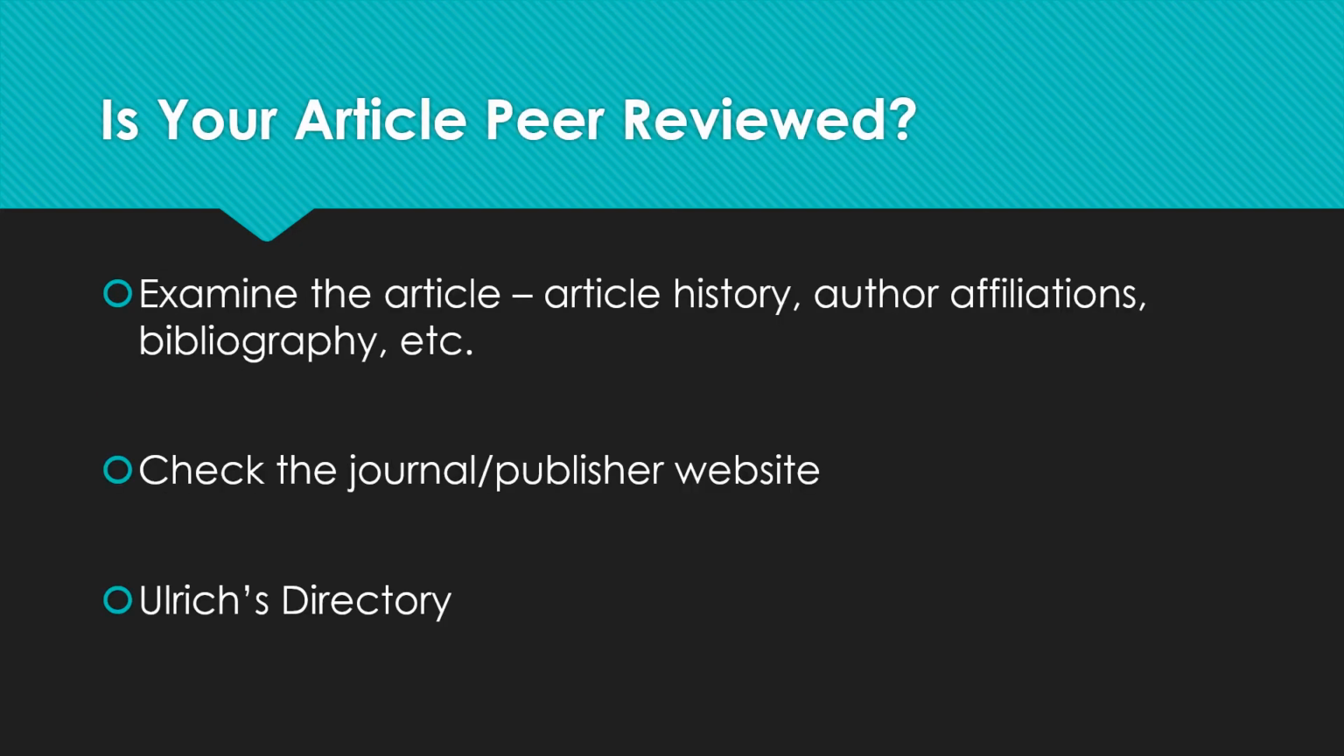When searching for your article, it's important to know that it has undergone this peer-reviewed process. We discussed in class some ways you can tell if an article has been peer-reviewed. These methods include examining the article itself for distinctive features, such as the article's history, author affiliations, and a bibliography. You can also check the journal or publisher's webpage. These often indicate if it is a peer-reviewed journal. Lastly, you may search for the journal in Ulrich's directory. This will indicate if a journal undergoes the peer-reviewed process.